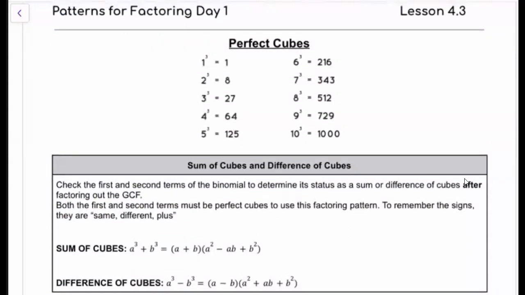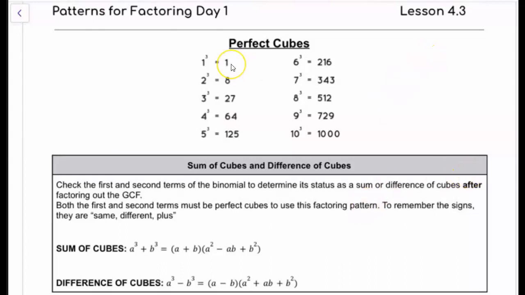Now, something very similar, but something you probably haven't seen before. You probably have seen perfect squares before, but you probably haven't, and you may have, but you probably haven't seen perfect cubes before. They follow the same idea. They're products of numbers multiplied by themselves 3 times. So not 2 times 3, but 2 times 2 times 2.